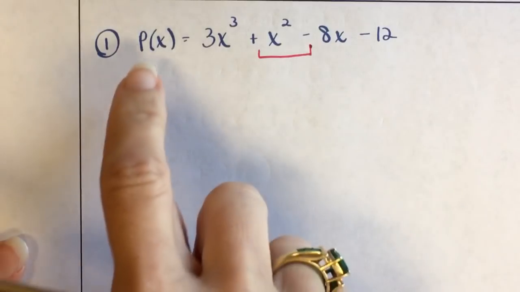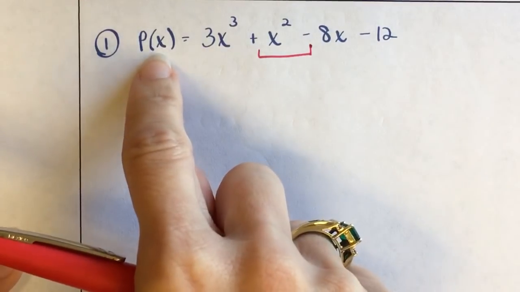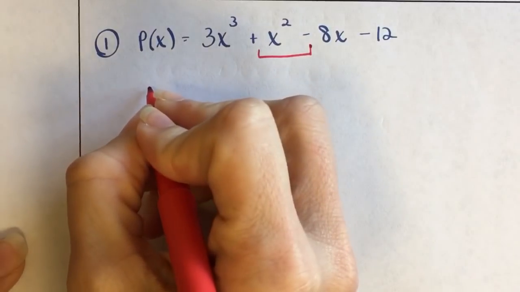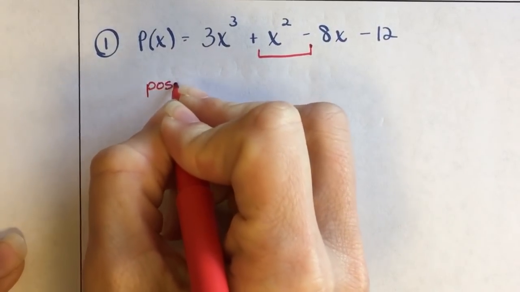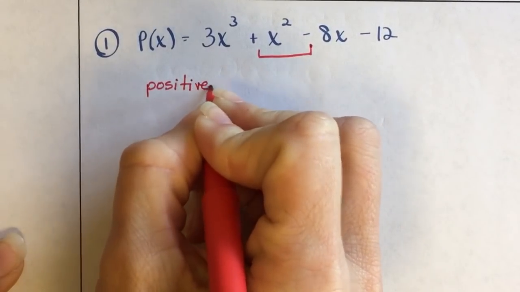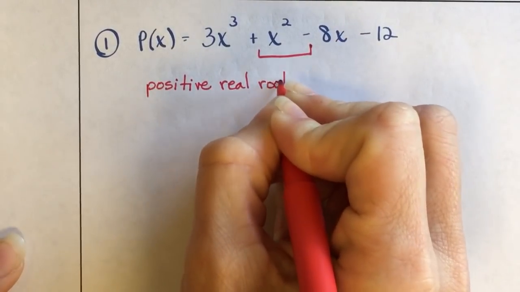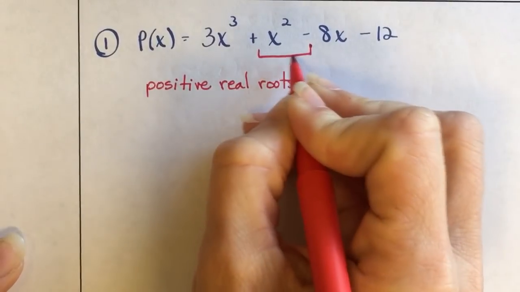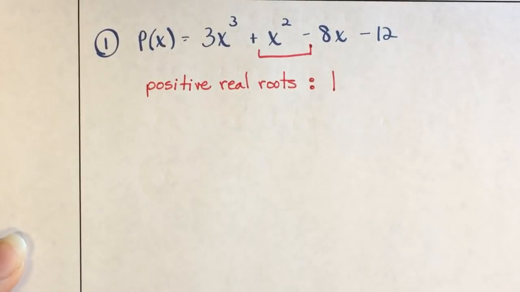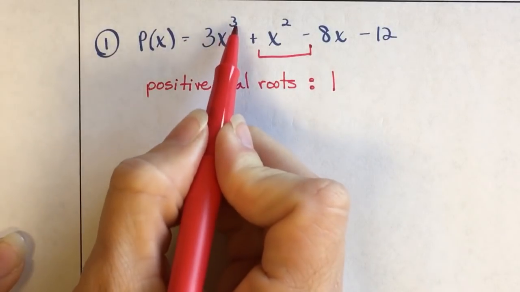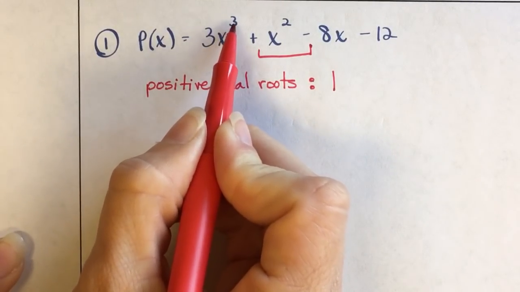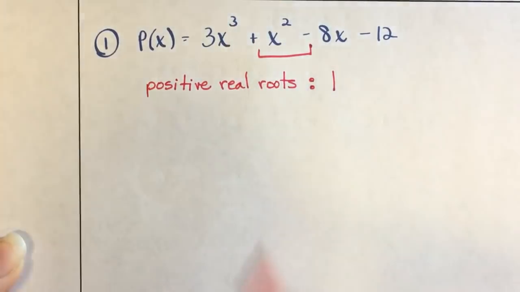Okay? Now, once you count that up on this given problem, this is going to determine how many of them might be positive real roots. And I counted up 1 sign change. So that means out of all of these roots, I've got a total of 3 roots, I know for sure that one of them is going to be a positive number. That's what that tells me, okay?